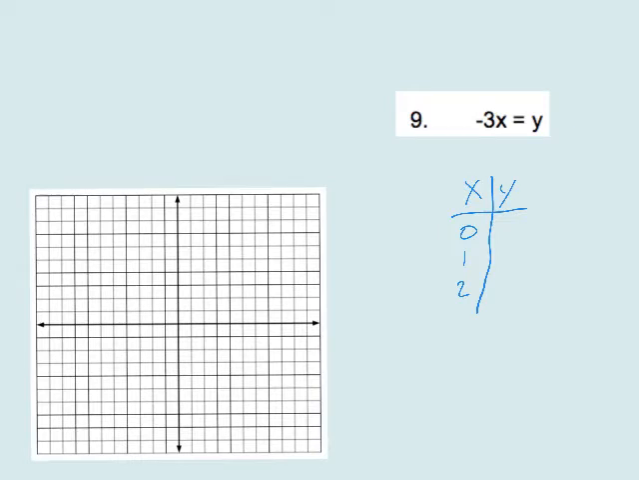So I put in 0 for x, so I have negative 3 times 0, and that's 0. So I'll write a 0 there. Then I'll put 1 in for x, so I'll have negative 3 times 1. That's negative 3. I'll put a negative 3 in there. And then I'll have negative 3 times the 2, and I'll have negative 6. And I'll put a negative 6 in there.